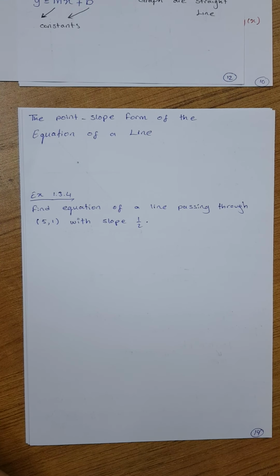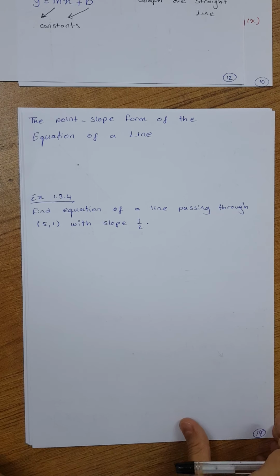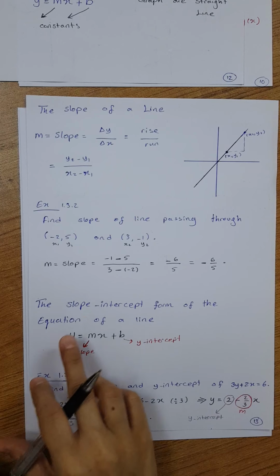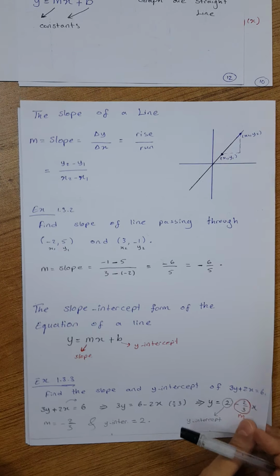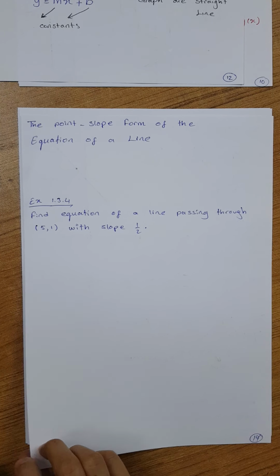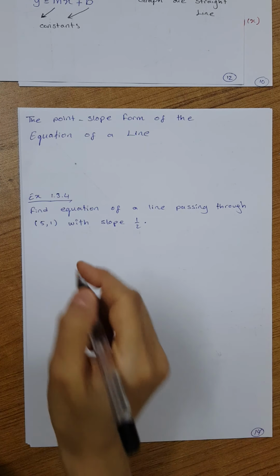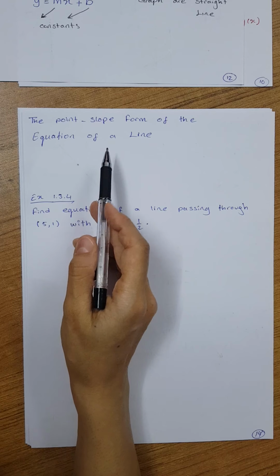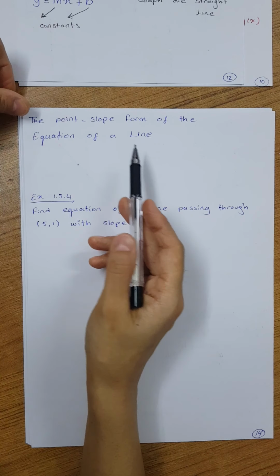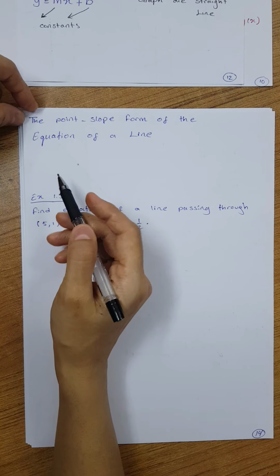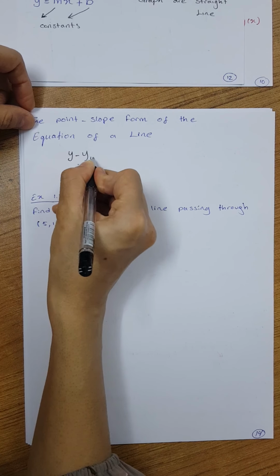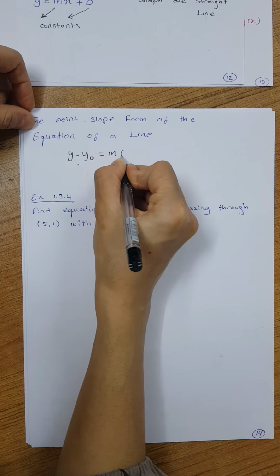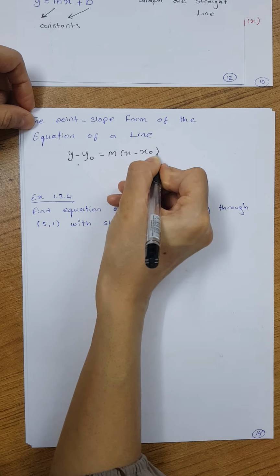We have got another way of finding or writing an equation of a line. The other one was slope-intercept form of an equation of a line, y equal to mx plus b. That's one way of writing an equation of a line. We have got another way, called point-slope form of an equation of a line. That is y minus y naught is equal to m times x minus x naught.